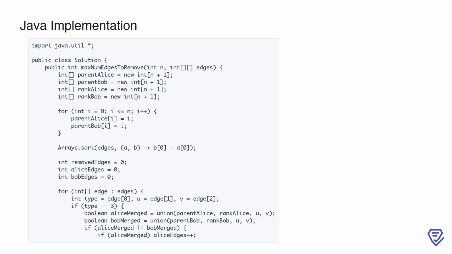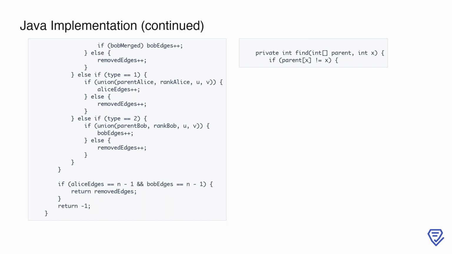If at least one merge is successful, the respective counters are incremented for Alice and Bob. If neither Alice nor Bob can merge the nodes for a type 3 edge, it means the edge is redundant and can be removed, so we increment the removed edges counter. For type 1 edges, which are exclusive to Alice, we check if merging the nodes is possible. If so, we increment the Alice edges counter. If not, the edge is redundant and is therefore removed.